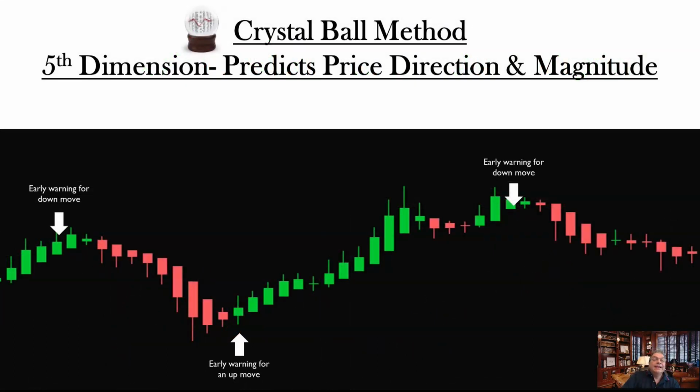Okay, so let's talk about the crystal ball. Now, after you understand what core is and you understand the basics, because everything is going to be based off of the base, or what I call the core, from then we start moving into the crystal ball, which is basically what I call the fifth dimension. Now, I do a lot of my personal trading with crystal ball, because the nice thing about the crystal ball and the fifth dimension is it predicts price, direction, and magnitude. So not only is it giving me direction, but more importantly, it's giving me magnitude.